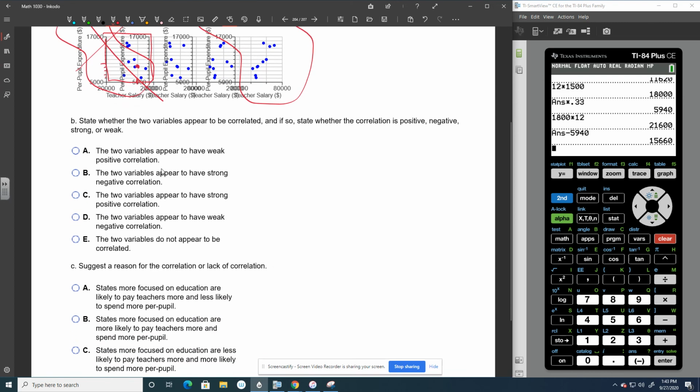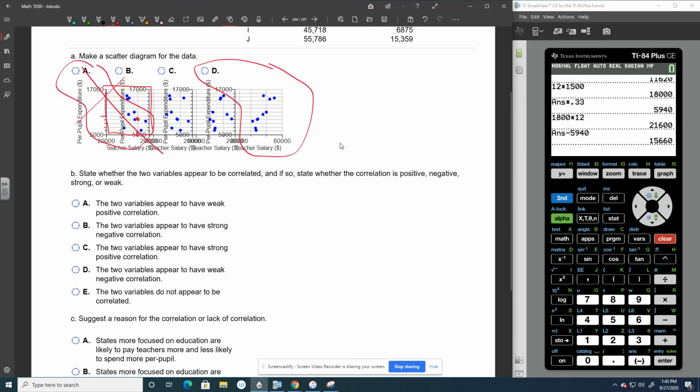And then part B, do they appear to be correlated? If so, state if it's positive, negative, or not. The two variables appear to have a weak positive. The two variables appear to have a strong negative. The two variables appear to have a strong positive. If I look at my graph, it's going up and to the right. So it's definitely positive. And we get a good run right here to base our line off of. And yes, there's a few outliers, but in general, I would say that it's a strong positive correlation.